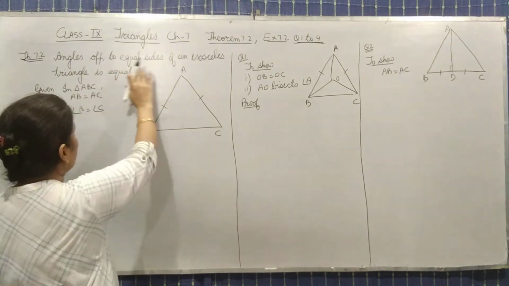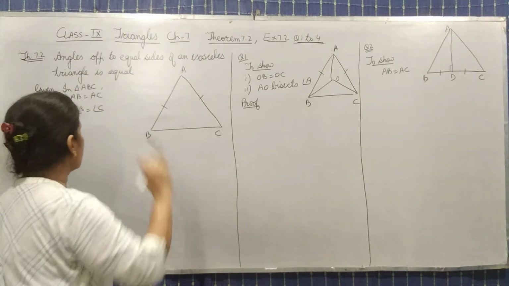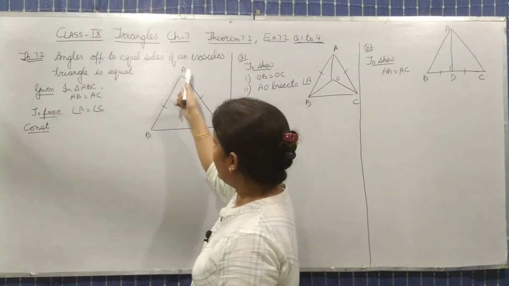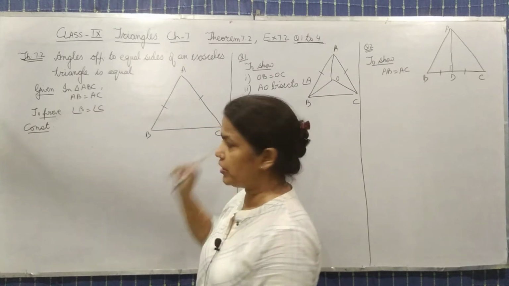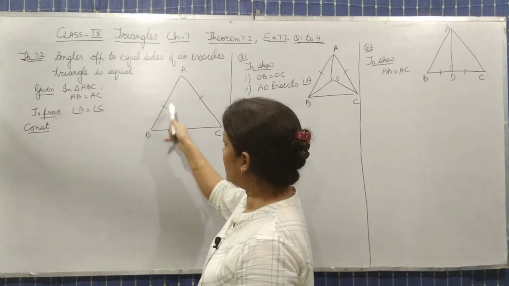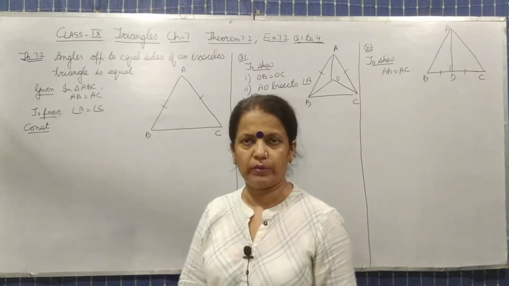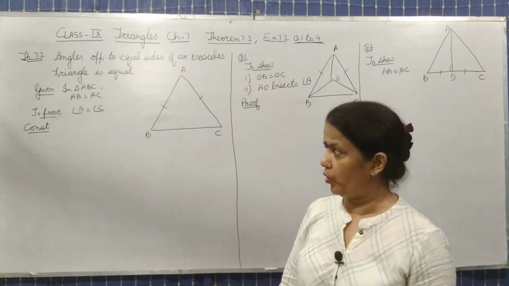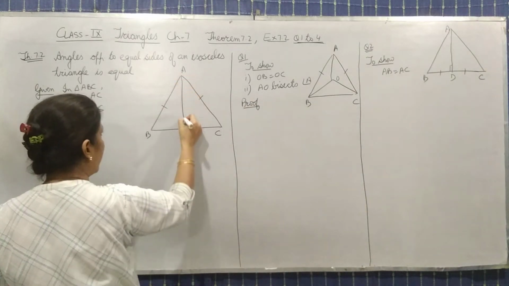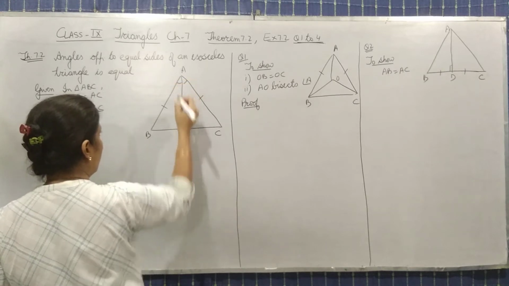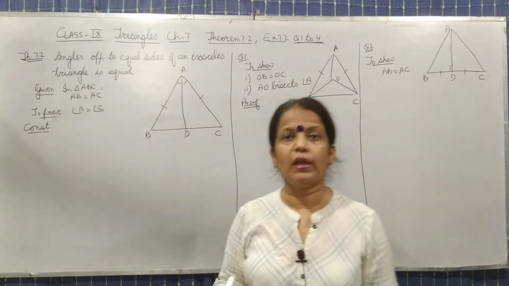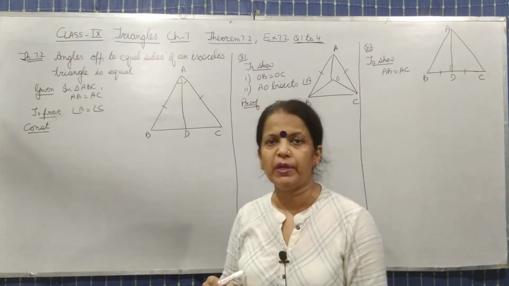The theorem is: prove that angles opposite to equal sides of an isosceles triangle are equal. What is given? In triangle ABC, AB equals AC is given, and we have to prove that the angles opposite to them, these two angles, are equal. Now in this theorem, we have to do one construction: draw the angle bisector of A. What does angle bisector mean? Angle bisector means dividing an angle into two equal parts.